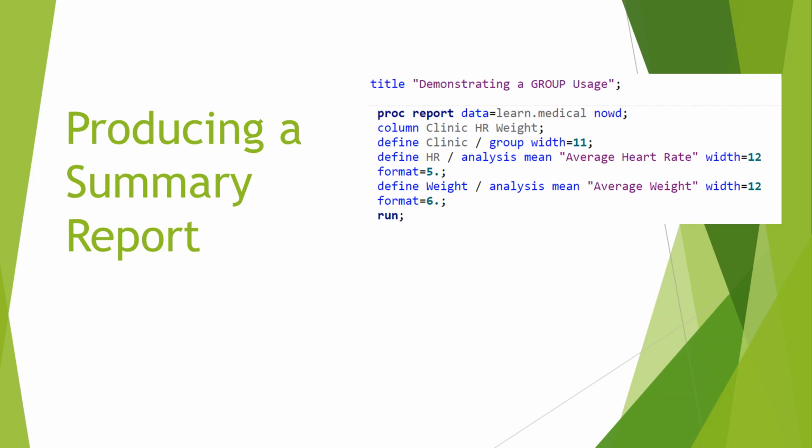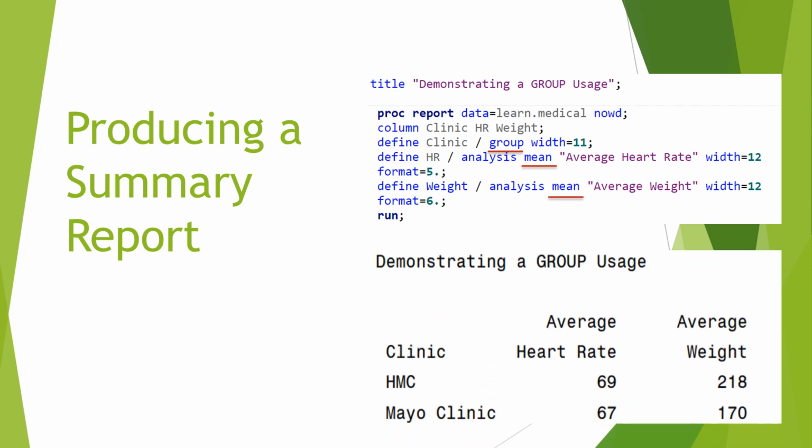For this example, you want to list the heart rate and mean weight for each clinic in the medical dataset. To do this, you will need to use the group usage for the variable clinic. In addition, you will also need to specify mean as the statistic for heart rate and weight. The figure in the report shows the average heart rate and average weight for each of the two clinics.